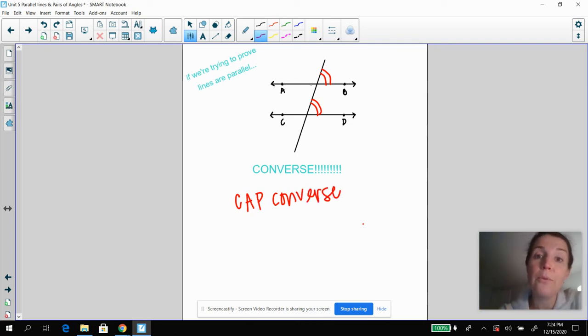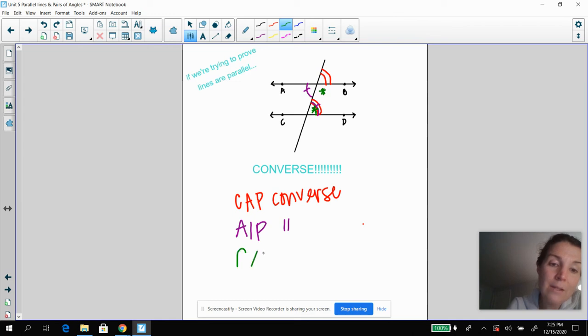Now, let's say that I was able to prove that this guy and this guy were congruent to each other, then I would know that AB is parallel to CD because of the AIP converse. And then the last little one is if I'm able to prove that this angle and this angle are supplementary to each other, then we'd have the same side converse. Sorry for the delay. Those are just like little ditto marks, not parallel line marks. So AIP converse, CAP converse, and same side converse. Those would all prove to us that lines are parallel to each other.